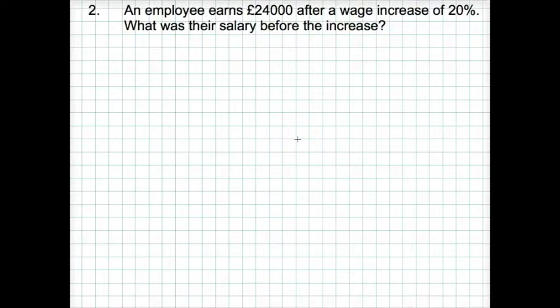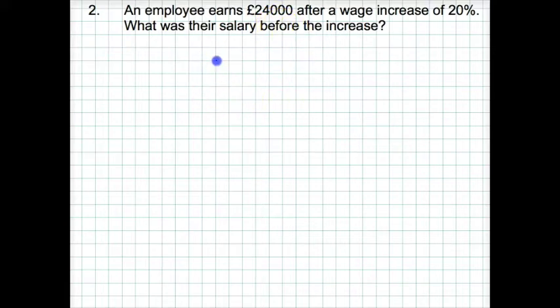Question 2. An employee earns £24,000 after a wage increase of 20%. What was their salary before the increase? Now this is the same type of question, but this time it's an increase of 20%. So if you imagine that 100% was the original amount, you've then added 20% onto that 100% to get to this amount of wage that the employee now earns.